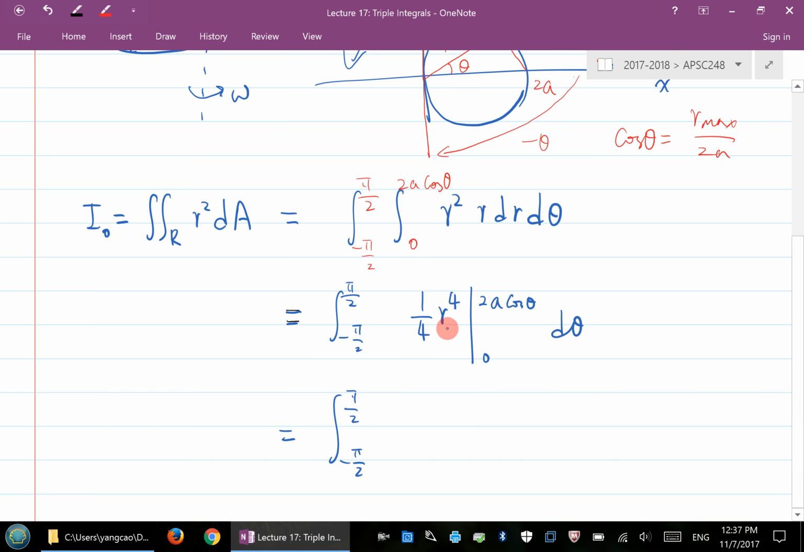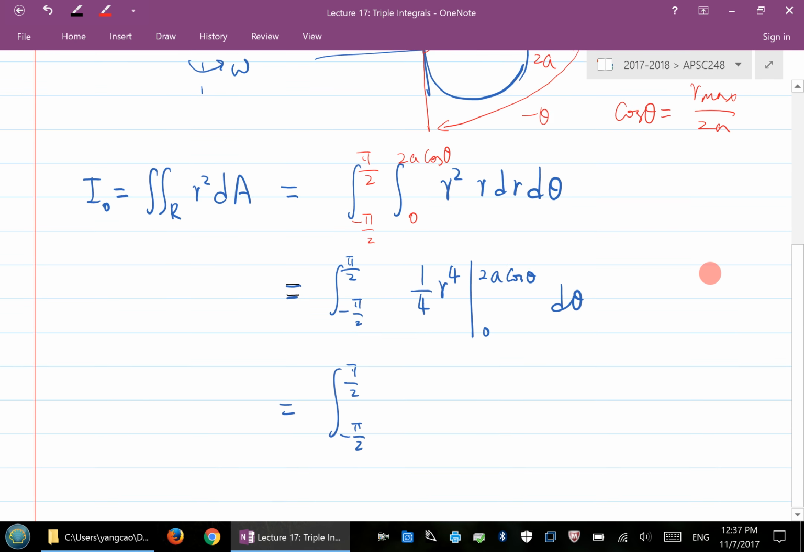When you plug 0 here, it is 0. So you end up with basically just 2a cosine theta, plug it here, right? And 2 to the power of 4 is 16. So 16 divided by 4 is 4. So what do we end up with? We end up with just 4a to the power of 4 and cosine theta to the power of 4 d theta. Okay. So that's the result for the internal integral.